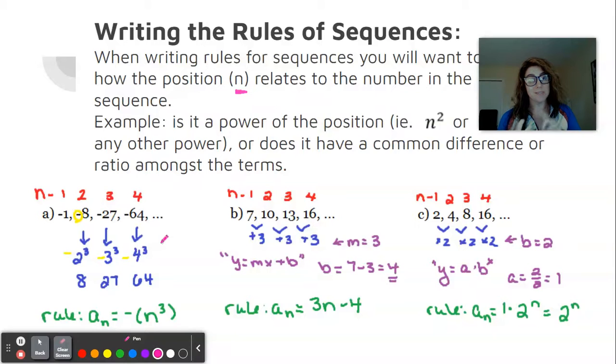Look at squares. Is the number a perfect square? If so, great. If not, try a cube. Okay, I found cube. This time it worked. And the fact that they're all negative just tells me that it's a negative of the value cubed, or of the term position cubed. So that's actually how I came up with my rule. It was trial and error, playing around with it.